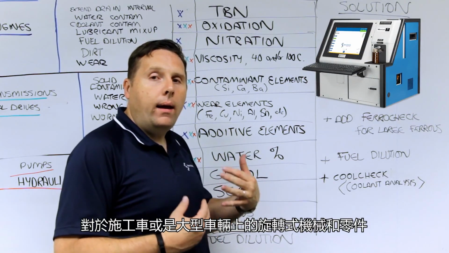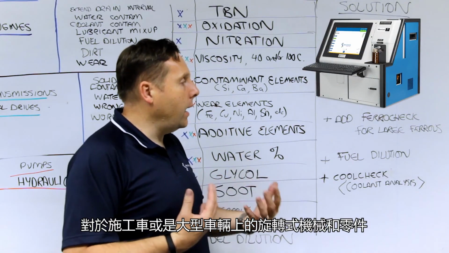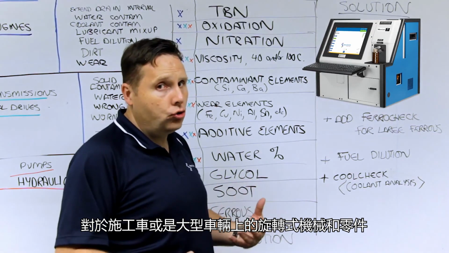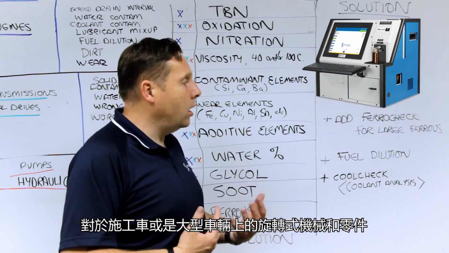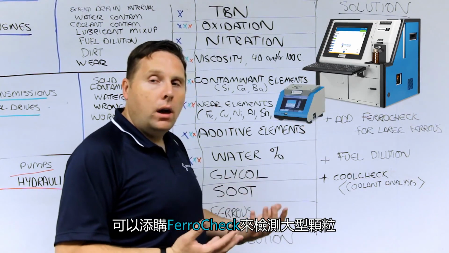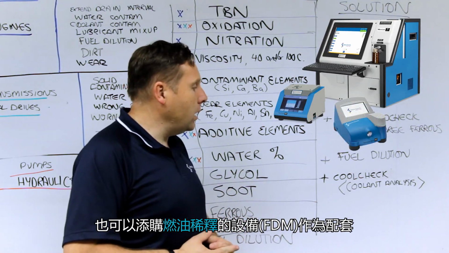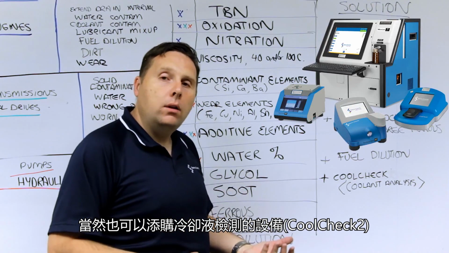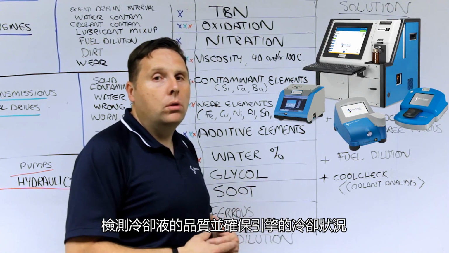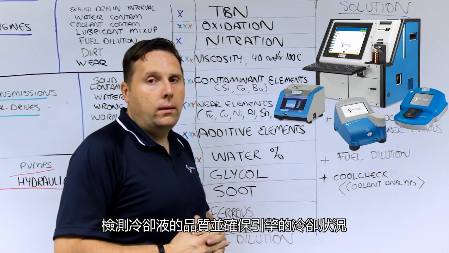For those rotating machinery components that you'll find on construction equipment and other large vehicles, add the FerroCheck for large debris. You have your fuel dilution as a backup for engine applications, and then of course you can have the companion CoolCheck system if you want to look at the coolant quality on the coolant side of the engine system.